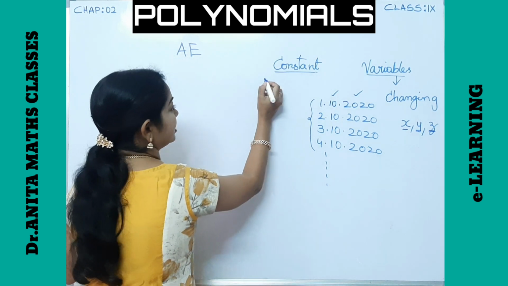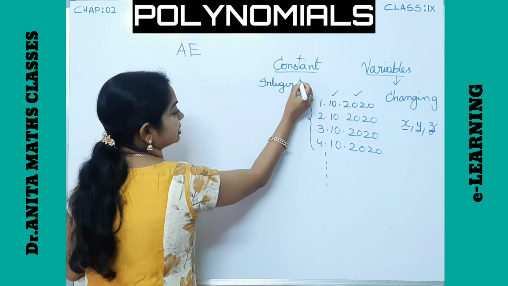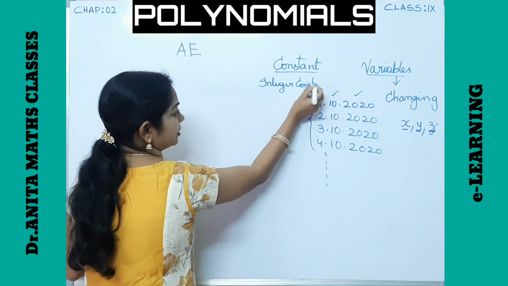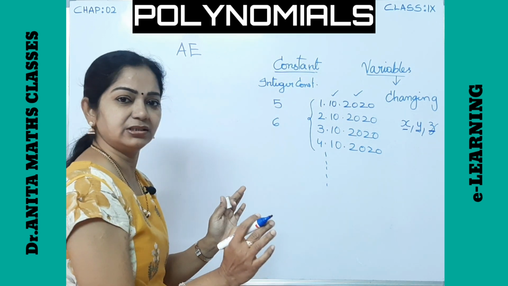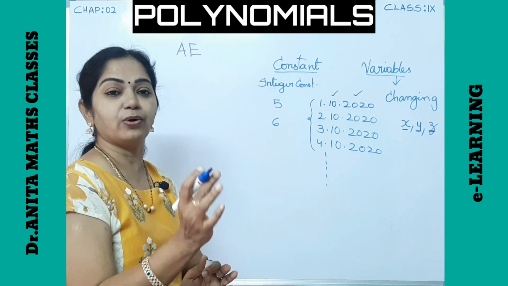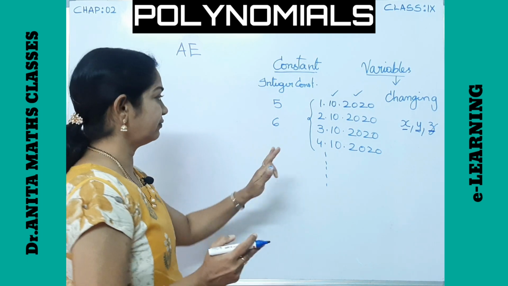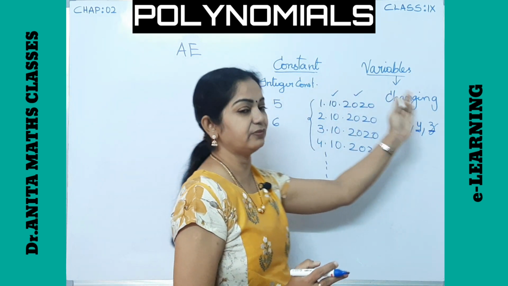We can also call it an integer constant. Integer constant, like number 5, number 6, this is constant. 5 is 5 only, 6 is 6 only. It doesn't change when we apply anything. So this is about constants and variables.